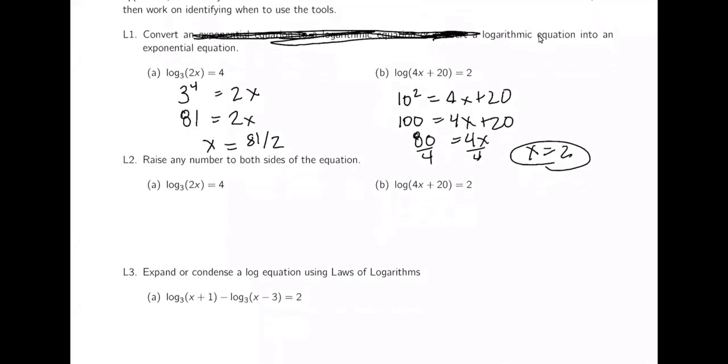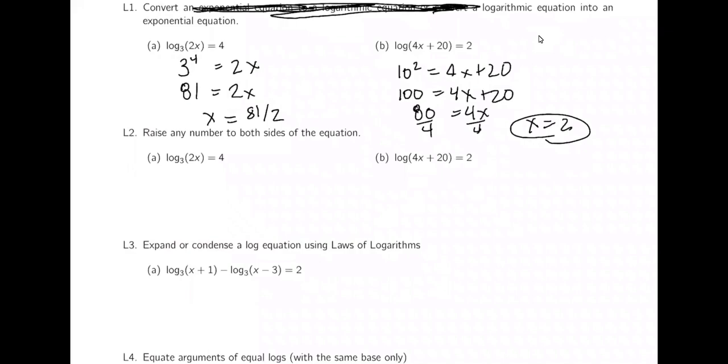So that's L1. Our next method is to raise both sides, or raise any number to both sides of the equation, which is kind of a mouthful to say, but I'll show you what I mean by that. So in this first example, again, where I'm using that same equation, I have a log base 3. So I'm going to choose to write my equation like this. Because log base 3 of 2x is equal to 4, it is true that 3 to the log base 3 of 2x is equal to 3 to the 4.